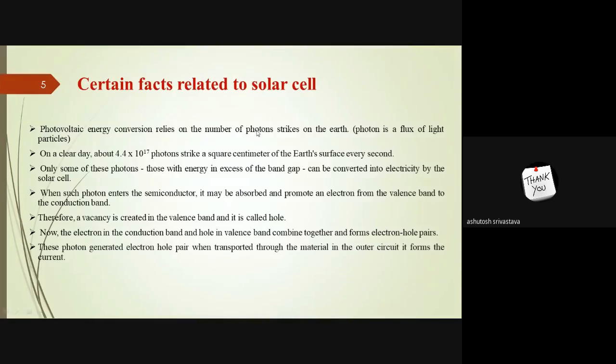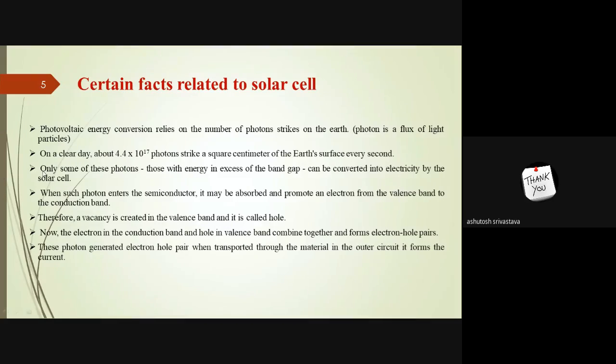When we are talking about energy harvesting, it means that we need to convert the energy present on the earth. That energy reaches earth in the form of photons, which we can call the flux of photons in the form of light particles. And talking about the stats, 4.4 raised to the power 17 photons strike a square centimeter of earth surface every second. This stat itself is a measurement to understand how big this energy is, if we can ever get some technologies that can harness most of it into usable energy.